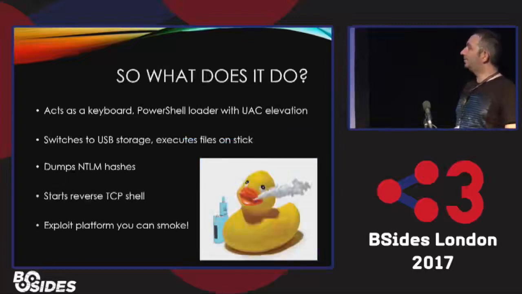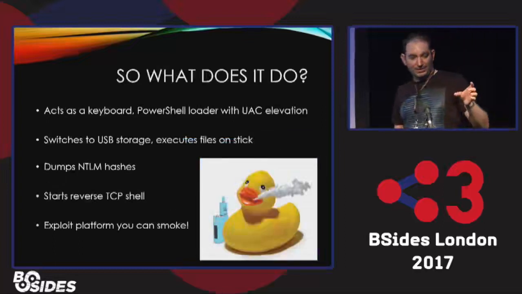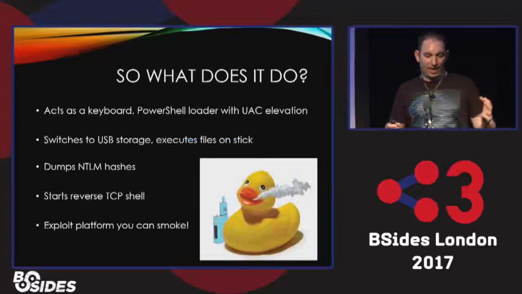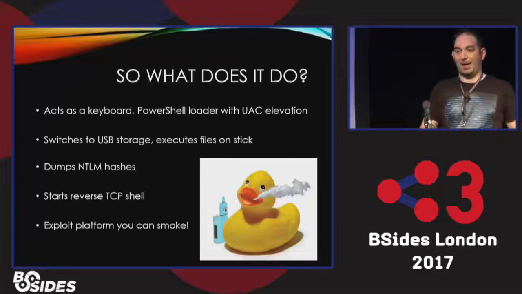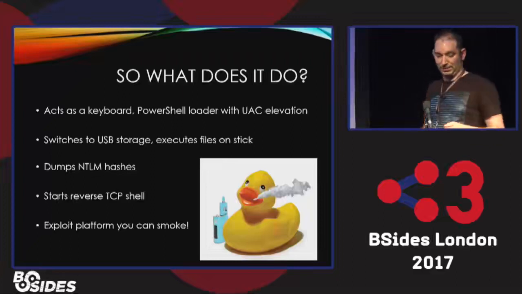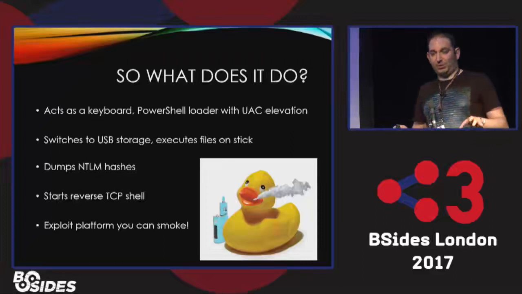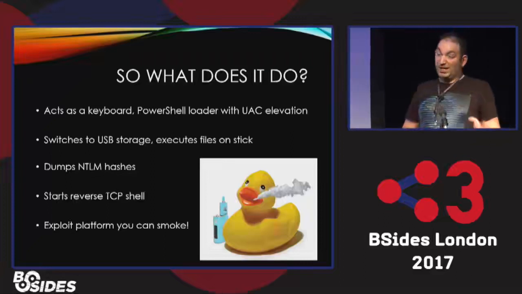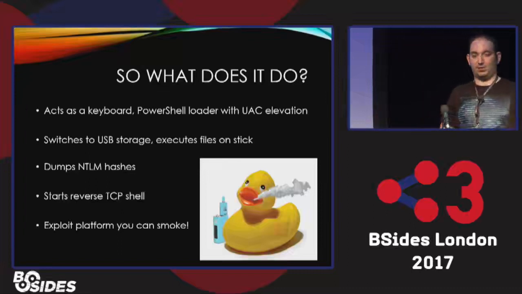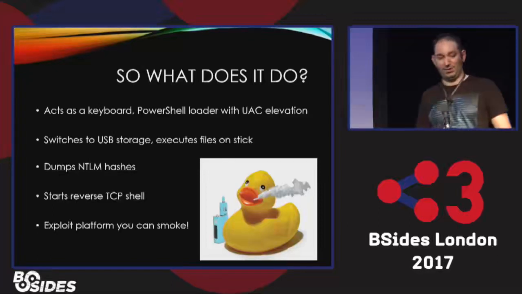So, what does it all do? What I've created is a payload that acts as a keyboard, and it types in a load of PowerShell. And then it does UAC elevation if UAC is installed. What this PowerShell does is pretty simple. It waits for 5 seconds, and then it goes through every disk on the machine and looks for a file called a.ps1. When it finds that, it executes it.